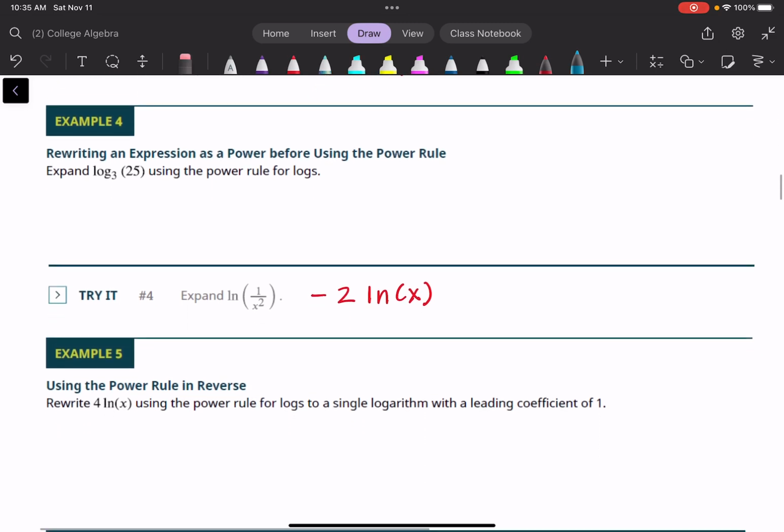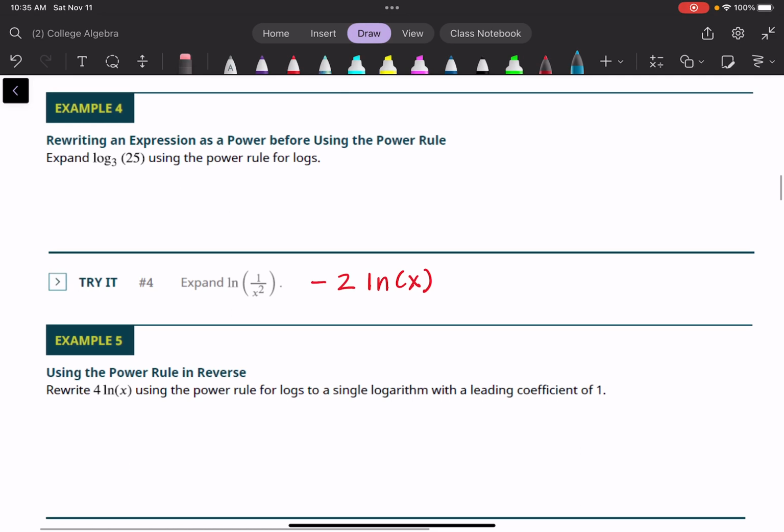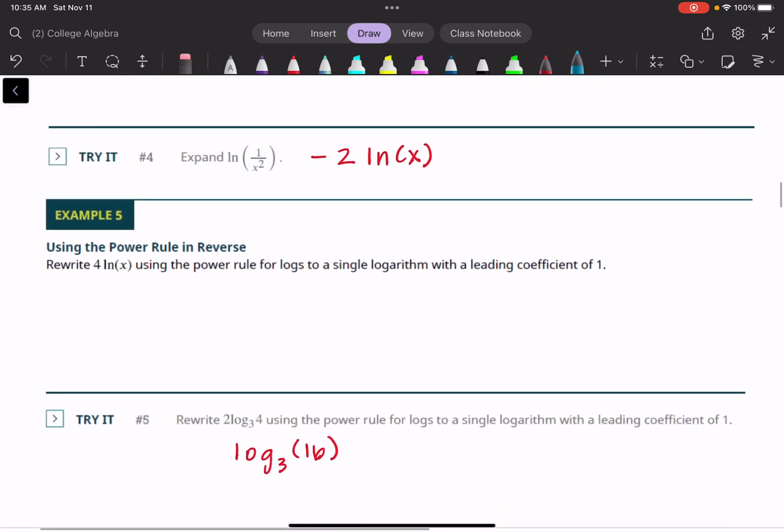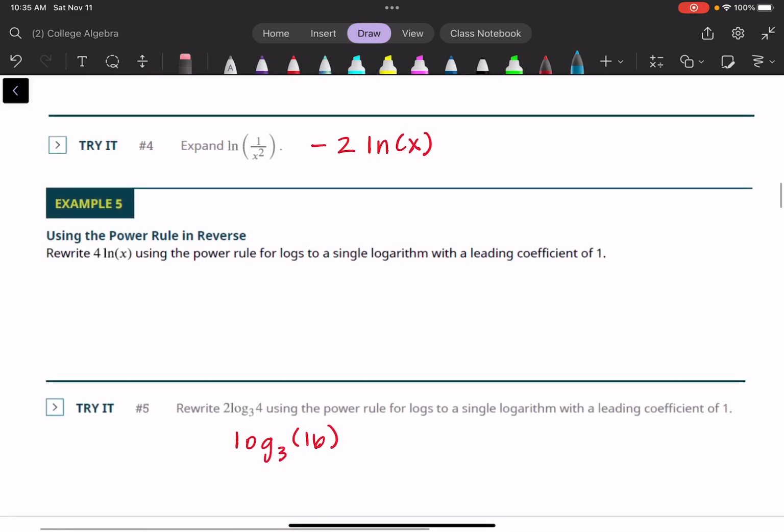And then moving on to example 4, one other thing is we can rewrite the argument of an expression as a power prior to applying the power rule. And so if we're going to expand log base 3 of 25, we can do that by rewriting that as the log base 3 of 5 squared, and then we will have 2 times log base 3 of 5. So if you want to give that one a shot in number 4, pause the video.